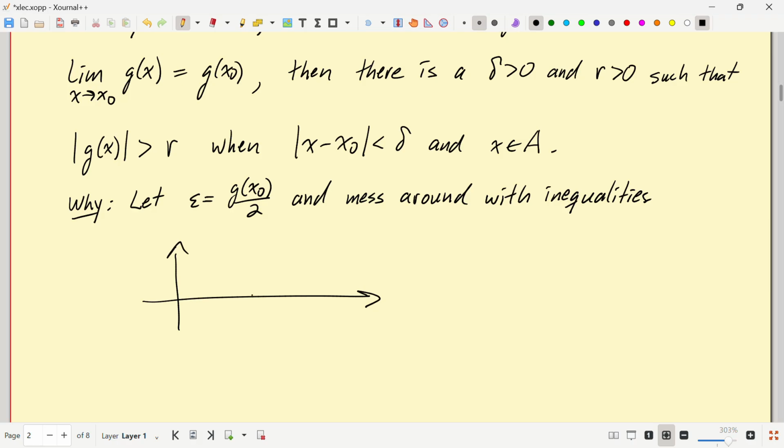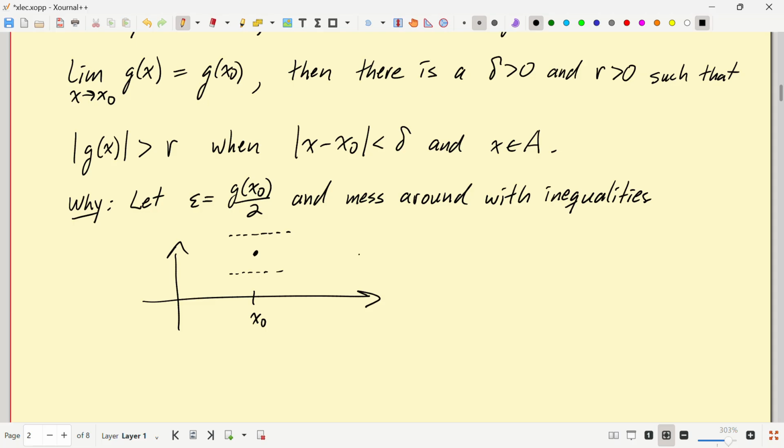If g of x naught, let's do the strictly positive case. Then g of x naught would look like this. And if I take the epsilon to be g of x naught over 2 and use the definition of continuity, then I would have this tolerance region where the g of x would be stuck in there. And if it's stuck in there, it can't get anywhere near 0. And in fact, you can see if I take g of x naught over 2, the r has to be g of x naught over 2 also. I could take a little tiny epsilon, and then my r would be a little bit bigger.